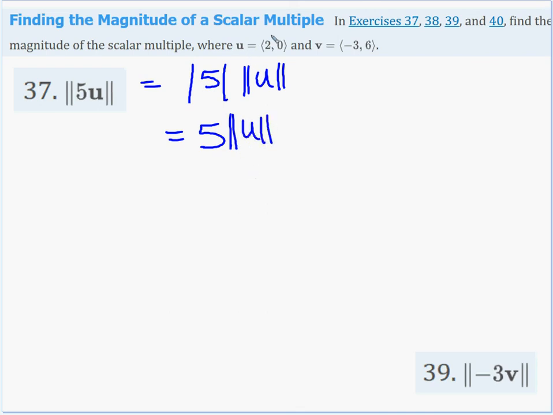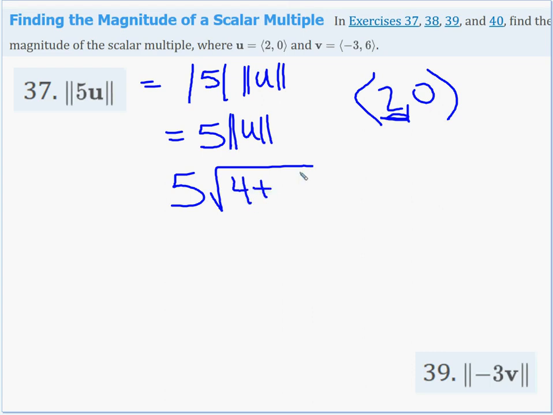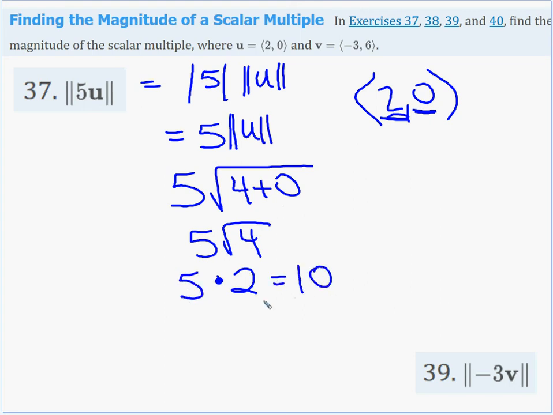And u here was given in this component form. 5 times the magnitude of this, 2 comma 0. Remember, to find the magnitude of that, just give yourself a radical. Square the first number, 4, plus square the second number, 0 squared is 0. Oh, so this will work out perfect. 4 plus 0 is 4, and the square root of 4 is going to turn into a 2. 5 times 2 is 10.